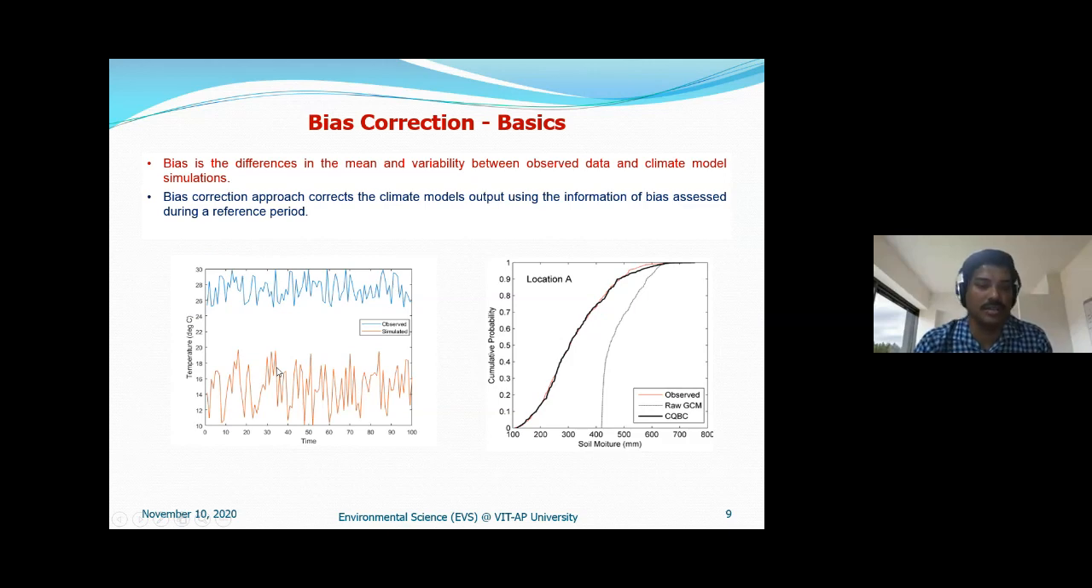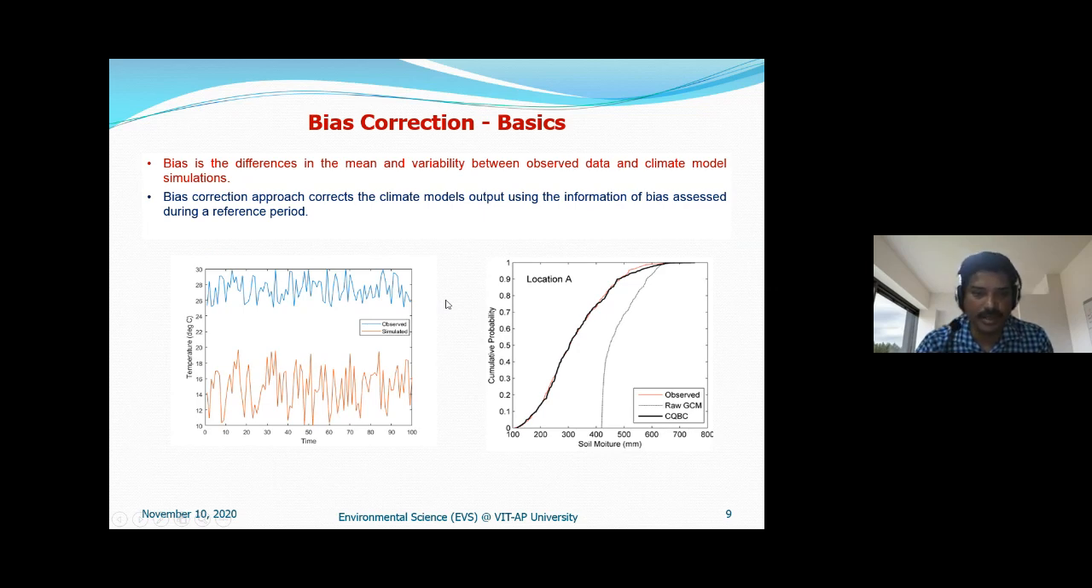So there are two things we understood now. One is the downscaling. Downscaling means when the spatial resolution is very low, we want to make it a high resolution. And after that, if there is a bias in the simulated results, we want to correct it through some bias correction procedure.